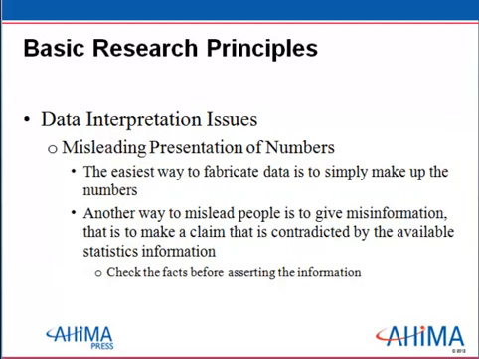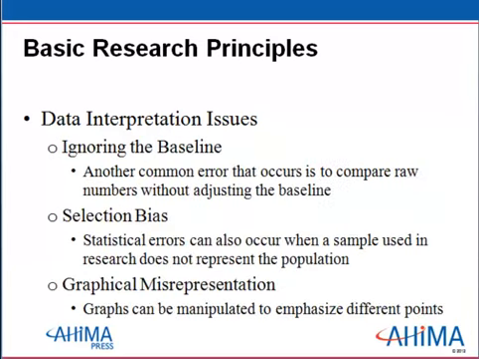Another way to mislead people is to give misinformation. That is to make a claim that is contradicted by available statistical information. Everyone must check the facts before asserting information. Another common error that occurs is to compare raw numbers without adjusting the baseline. Statistical errors can also occur when a sample used in research does not represent the population, and that is called selection bias. Graphs can be manipulated to emphasize many different points, and that is graphical misrepresentation.